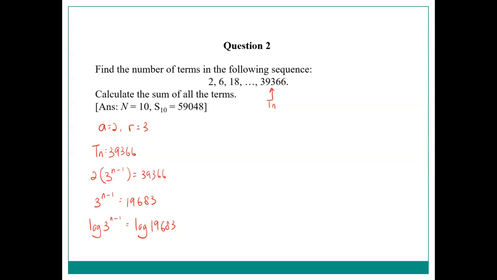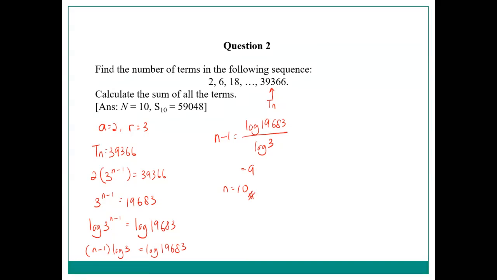Okay. So I have (n-1) log 3 equals log 19683. Now n minus 1 equals log 19683 over log 3. So please calculate how much you get. According to my calculation, I got 9, so my n is equal to 10.